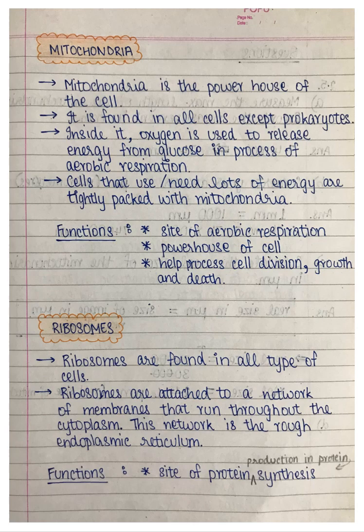Ribosomes are found in all types of cells. They attach to a network of membranes that run throughout the cytoplasm, which is called the rough endoplasmic reticulum. The main function of the ribosome is in the production of protein, and it's the site of protein synthesis.